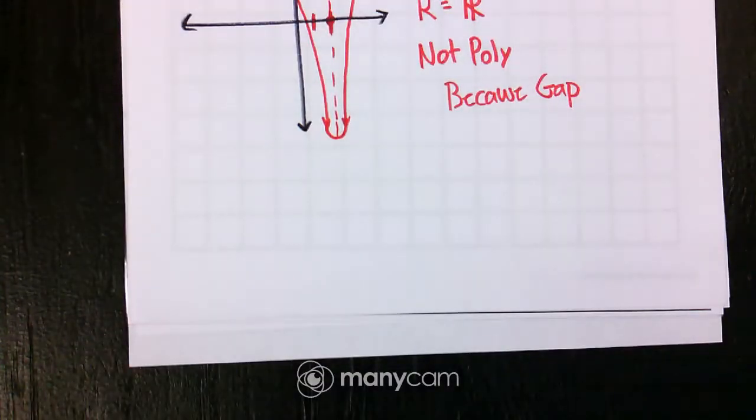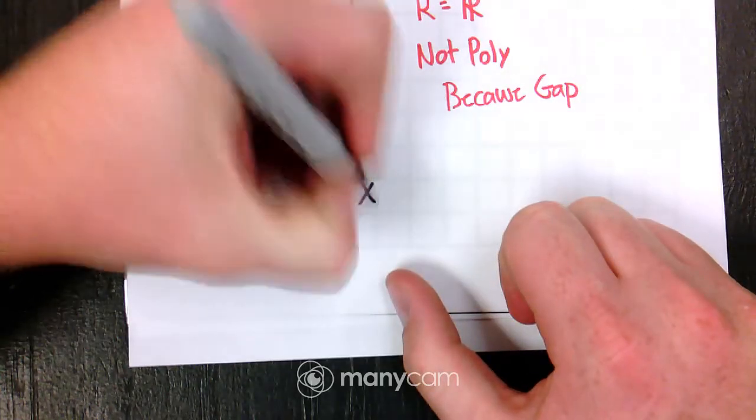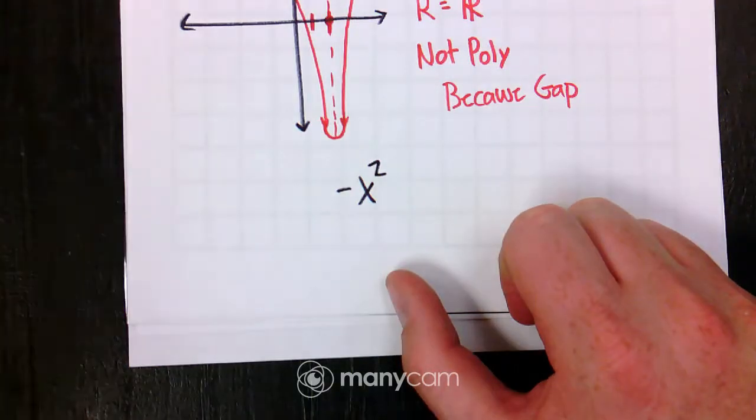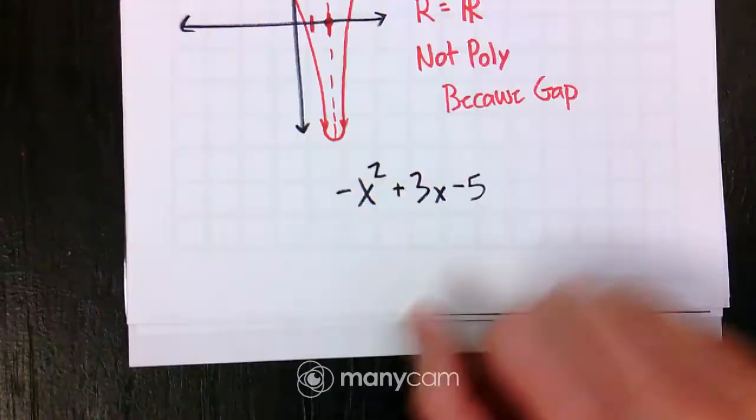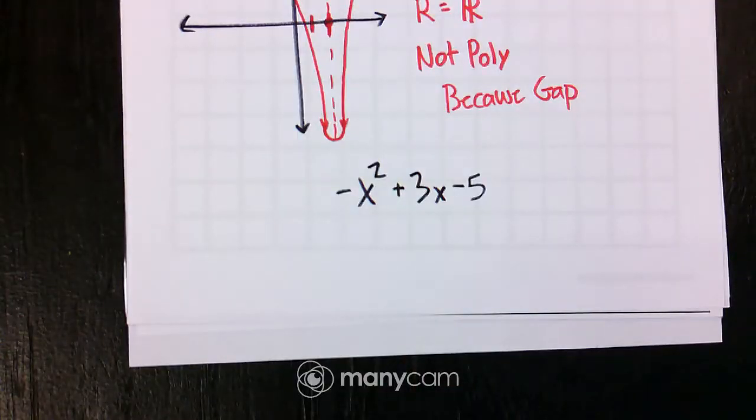Now if I look at a polynomial without the graph, can I do the same thing? That's the question. If I have negative x squared plus 3x minus 5, what can I tell about this? What can I say about how it looks?